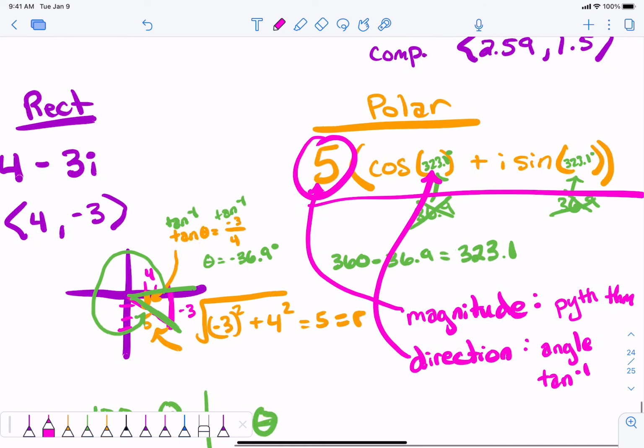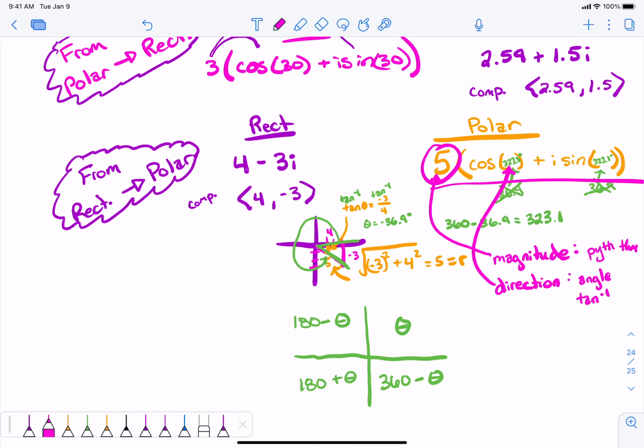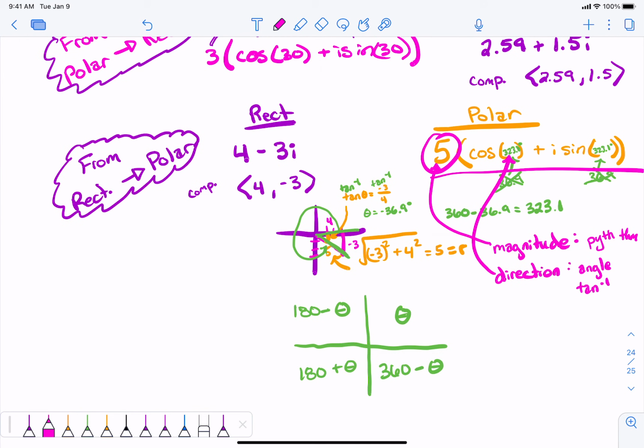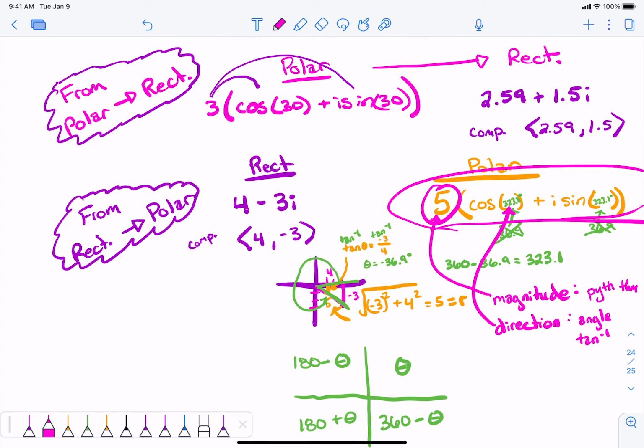Polar form, do you leave it that way? Yes, that's exactly how you leave it. This is the answer. That's how you convert to polar form. So going from rectangular form or component form to polar form is a lot harder than polar form to rectangular form, right?